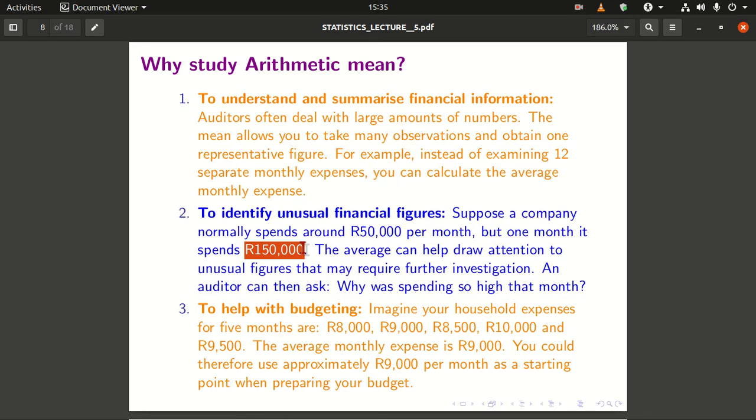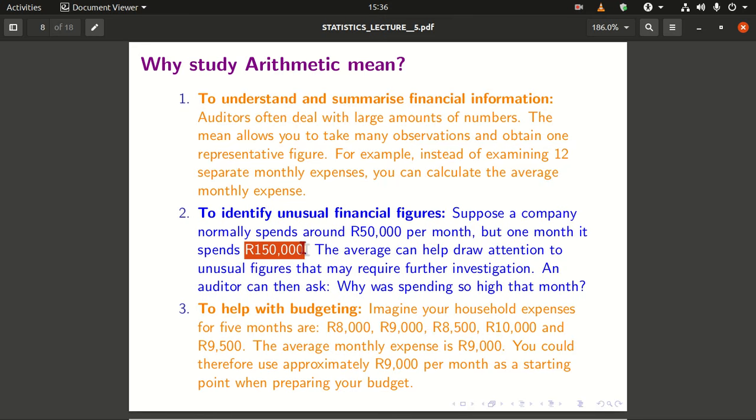Why did we spend this much? Now you can start to think about the main reason for this, and start investigating what made this expense this much. And then you can come to your conclusion that, okay, maybe we bought this. Maybe someone is stealing money in the company, just by knowing this arithmetic mean.